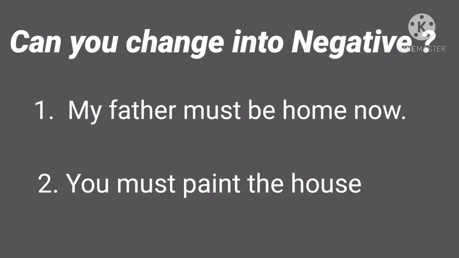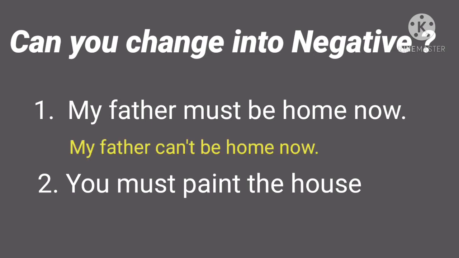My father must be home now. The negative would be my father can't be home now. The meaning of the first sentence is you are sure that your father is home. My father must be home means I'm sure my father is home. Okay. When must expresses certainty, to make the negative of that must, we should use can't.